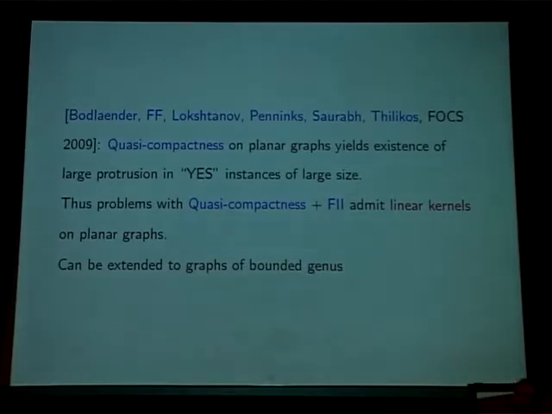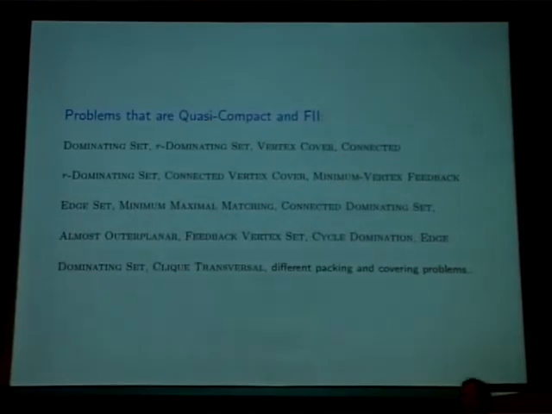Why it becomes messy for bounded genus is that the metric also changes. So what is the face-vertex distance in bounded genus? That requires some understanding. And also we have to do inductive cuts to reduce the genus of the graph. So things still can be pushed through. As a corollary, there are a lot of problems which have finite integer index and which are quasi-compact. That's like dominating set, also the extension of r-domination, so dominating at distance at most r, vertex cover, connected dominating set, and many different transversal, packing, and covering problems.